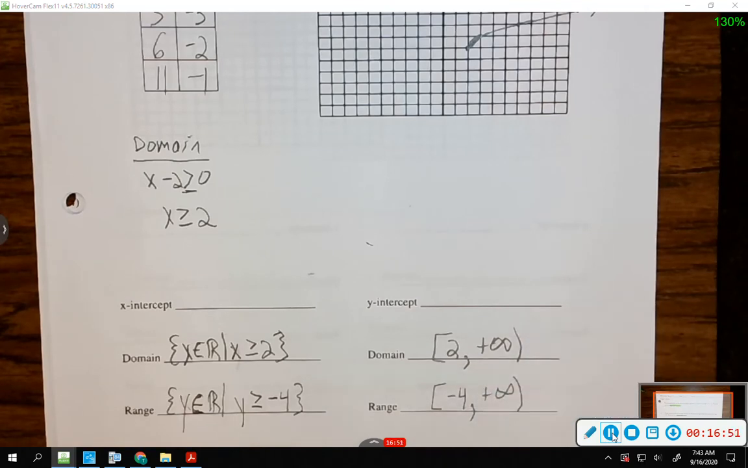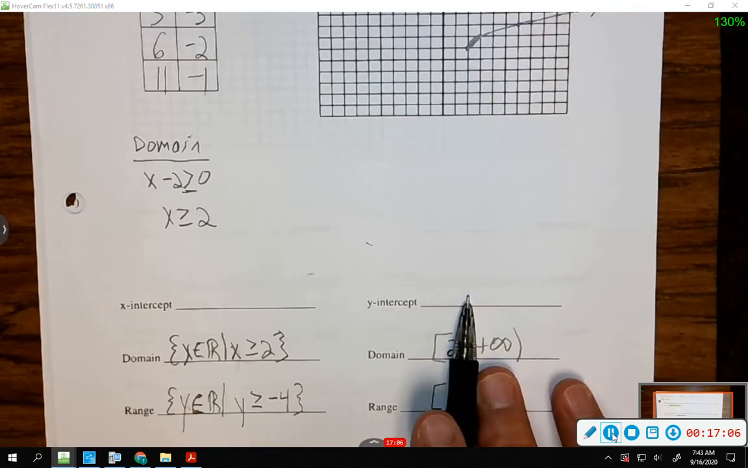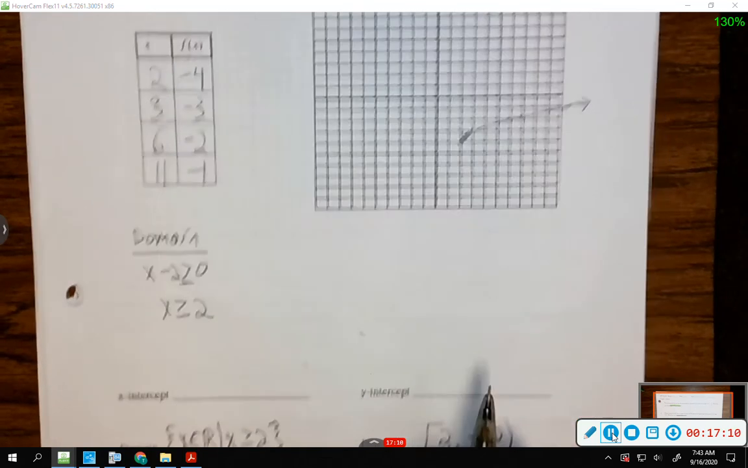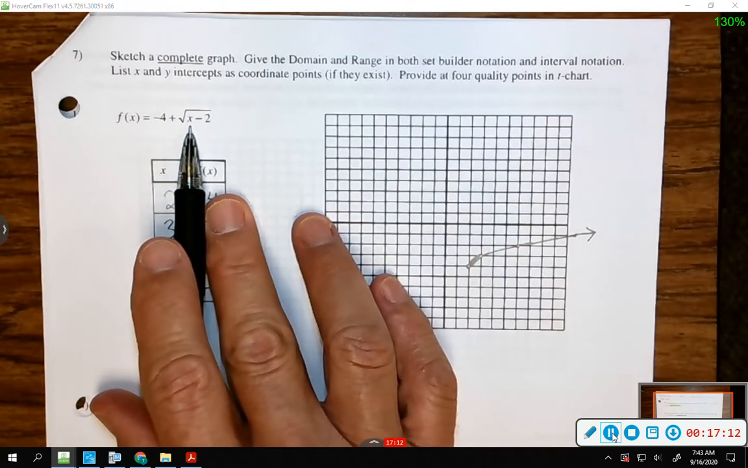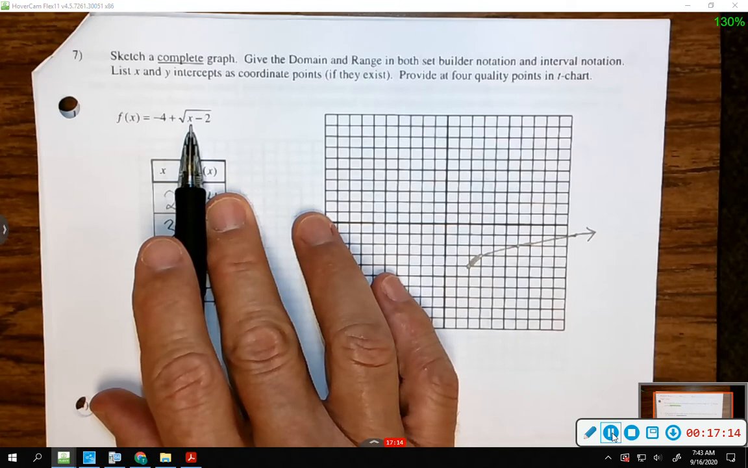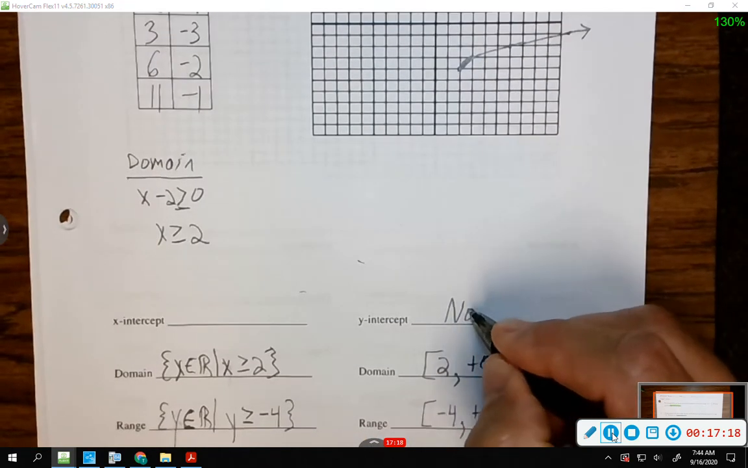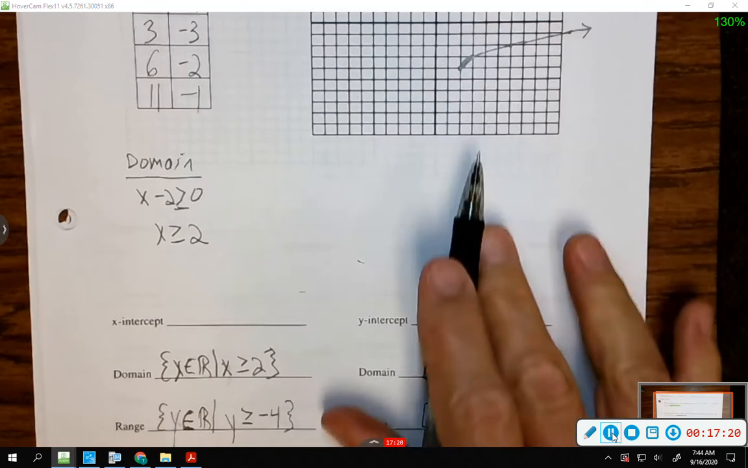Okay? Finding x and y intercepts, same thing every time. To find an x-intercept, plug in 0 for y. To find a y-intercept, plug in 0 for x. This one's actually the easiest if it exists. If we plug in 0 for x right here, I can't do that. It's not in the domain. I can't take the square root of negative 2 and get a real number. So this is none. And we can see from the graph that it doesn't cross the y-axis.